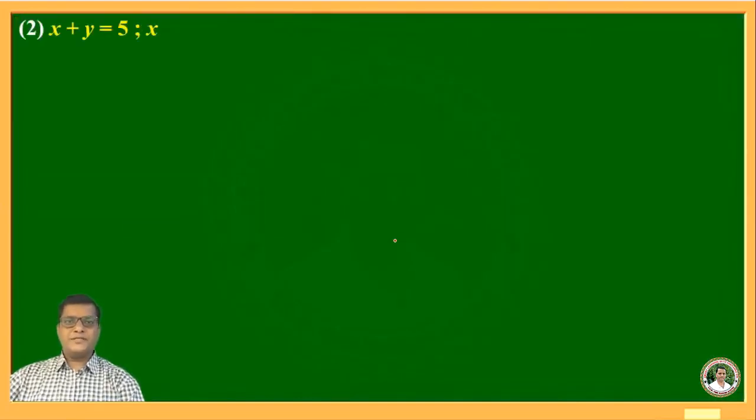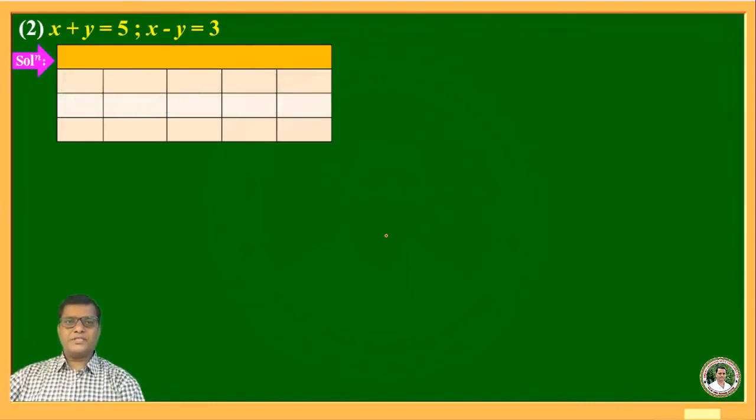The second example of this is x plus y is equal to 5 and x minus y is equal to 3. Here first prepare a table of the first equation x plus y is equal to 5 and write x, y and the coordinates of the points at last. Here I am not doing the calculation. How to do calculations we have seen in the first two examples. Now here I am directly taking the value of x as 0. If we substitute in this, then the value of y is 5 and the coordinates are 0, 5.